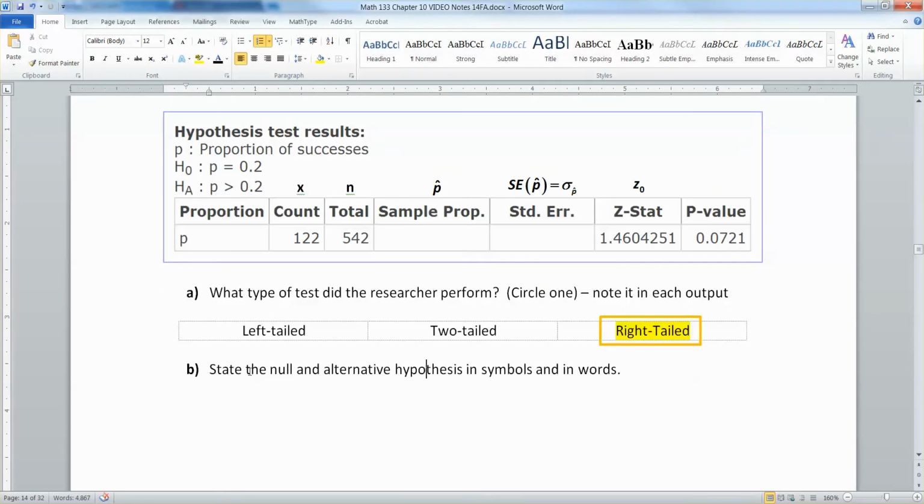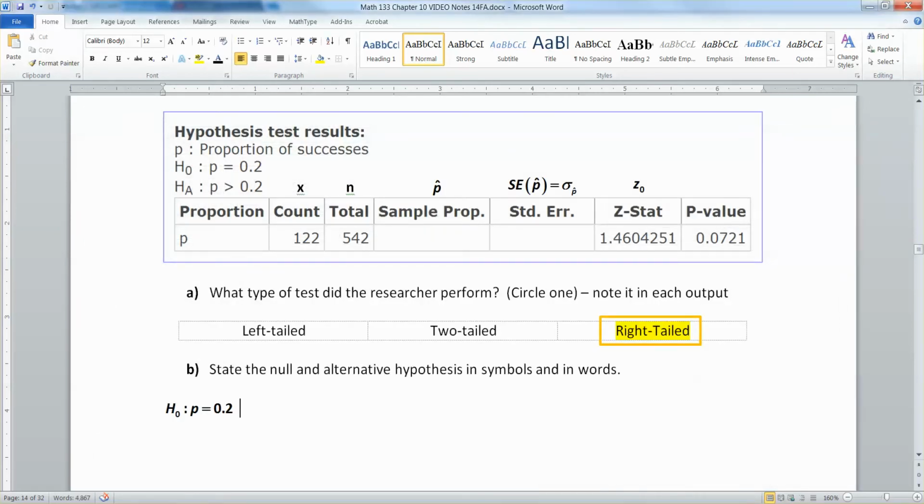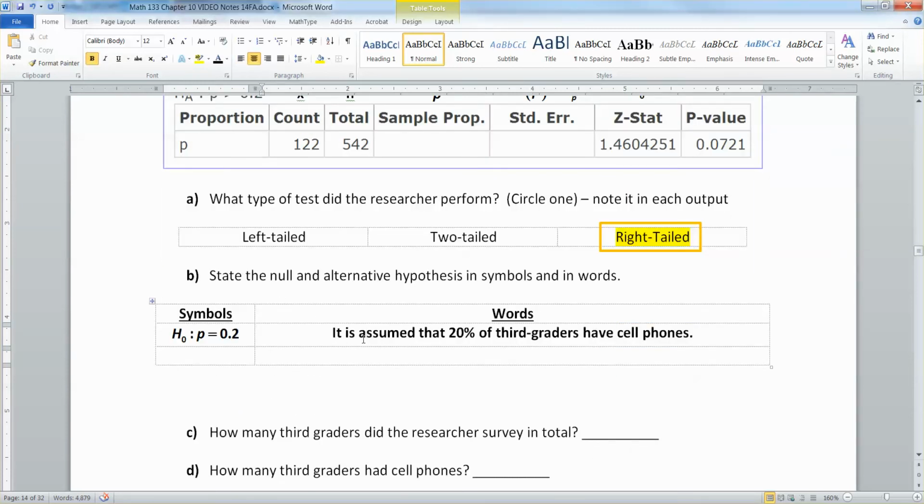Now we're going to state the null hypothesis in symbols and in words. The null hypothesis in symbols was easy to spot, it says right in there, p equals 0.2. What does that mean? It is assumed that 20% of third graders have cell phones.